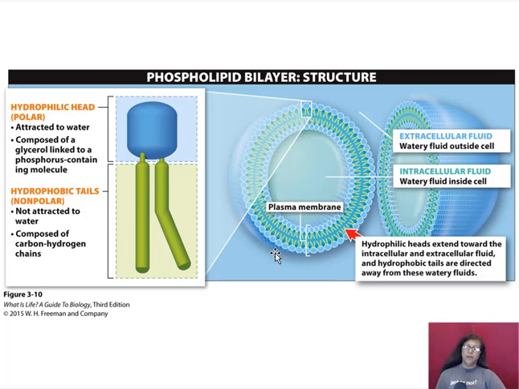And so you end up with this double layer. It's called a bilayer. Bi meaning two, right? You end up with this double layer of phospholipids, which is the plasma membrane. So if I wanted to create a synthetic plasma membrane, all I had to do is just take a bunch of phospholipids and put them into water, and they are going to make all of these plasma membranes.